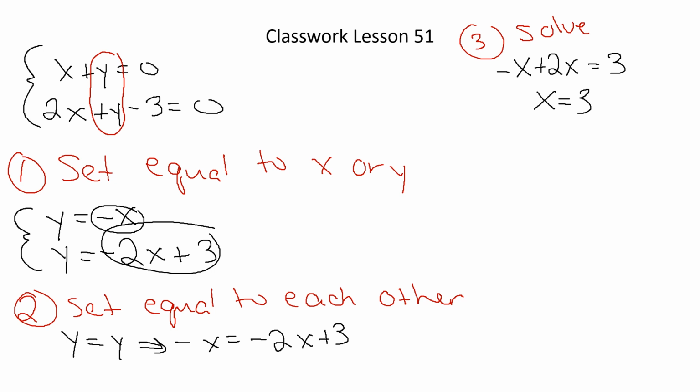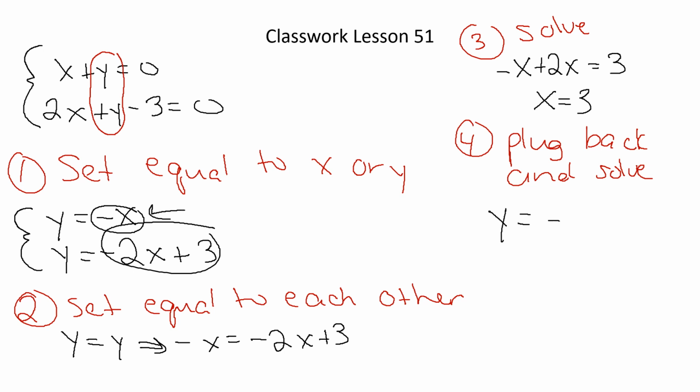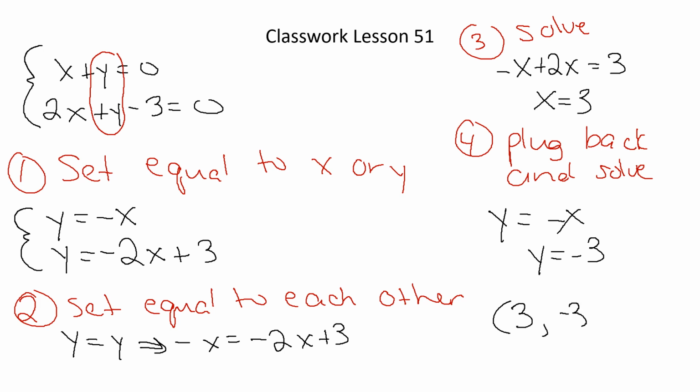Then the fourth step, I'm going to plug back in and solve again. I'm going to have to solve for x and y. If I know that y equals negative x, and I know that x equals 3, then y equals negative 3. I'm going to write my answer in a coordinate system. X is always first. So here's how I'm going to denote my answer. 3, negative 3. Let's do another one.